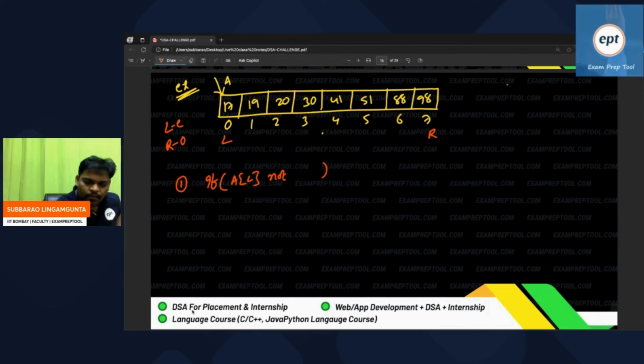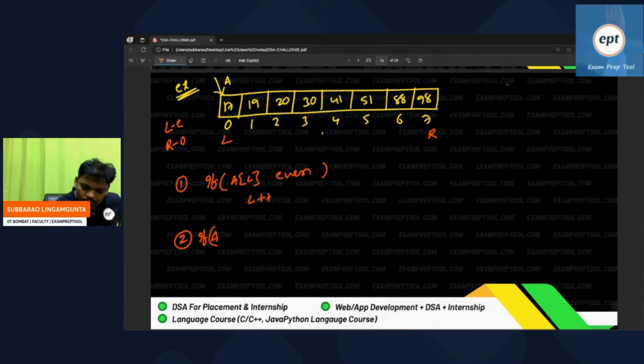Let me write now. If A of L is even, you want even and you got even, so there is no work to do; you can do L plus plus. If A of L is even, then do L plus plus. Suppose it is not even, then it doesn't execute. In a similar way, two. Can you see this one?